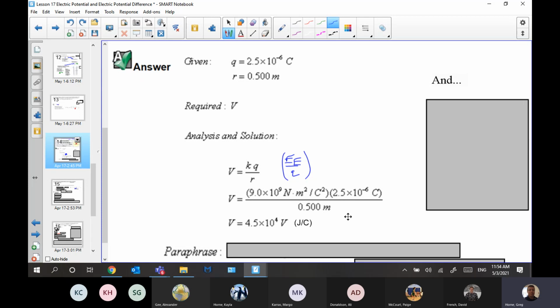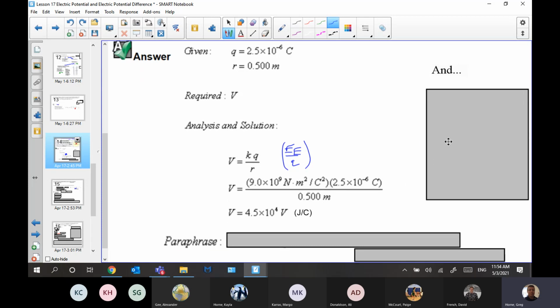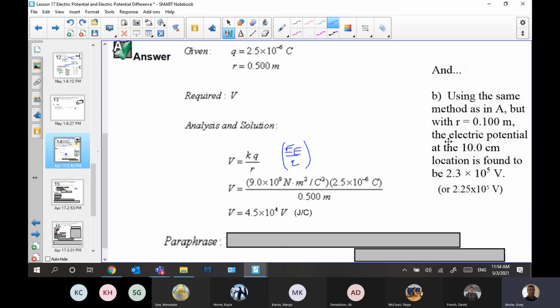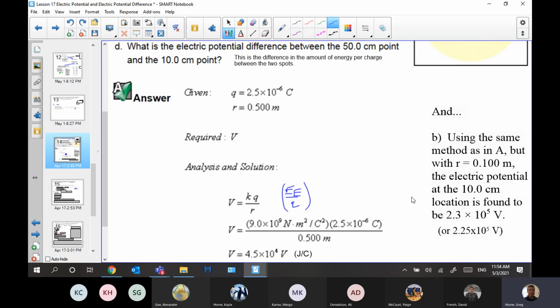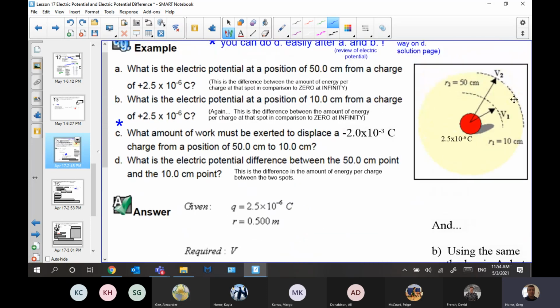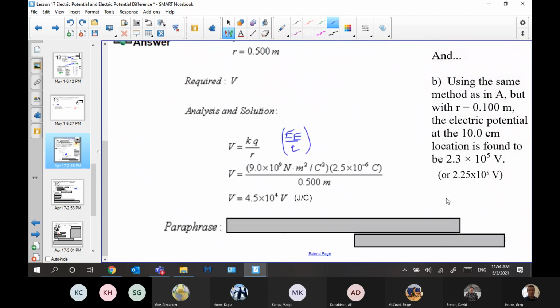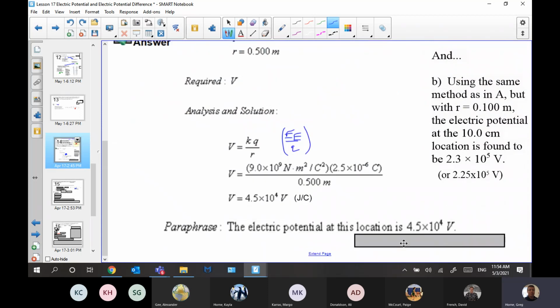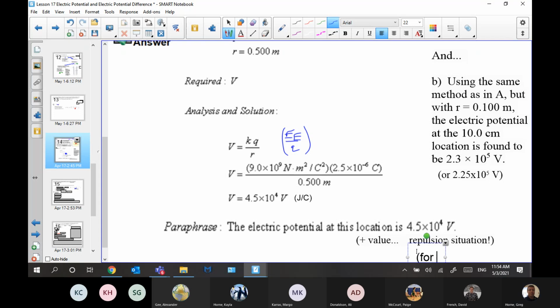Anyways, the given numbers go in, calculate a value, there's your potential, which is joules per coulomb. And of course, the same process for the other spot, for the 10 centimeter spot. We end up with 2.3 times 10 to the 5. So we got electric potentials, energy per charge, at these two spots. Each of these has a positive value, which shows that it's a repulsion situation for positive test charges, at least.